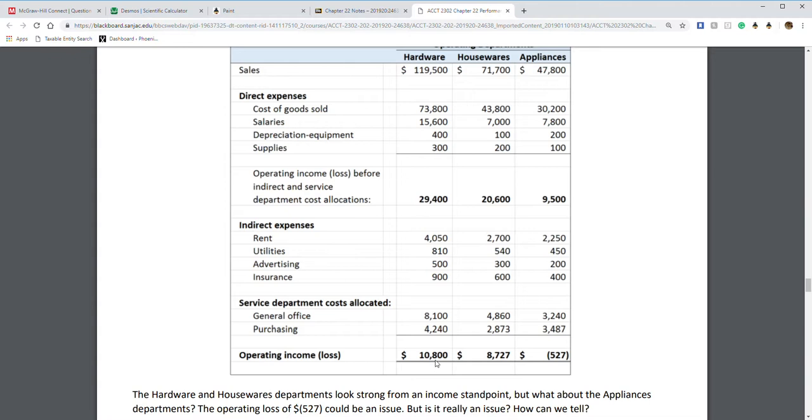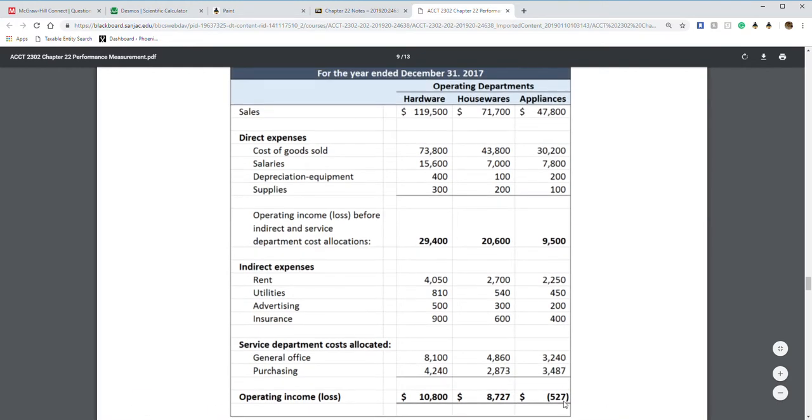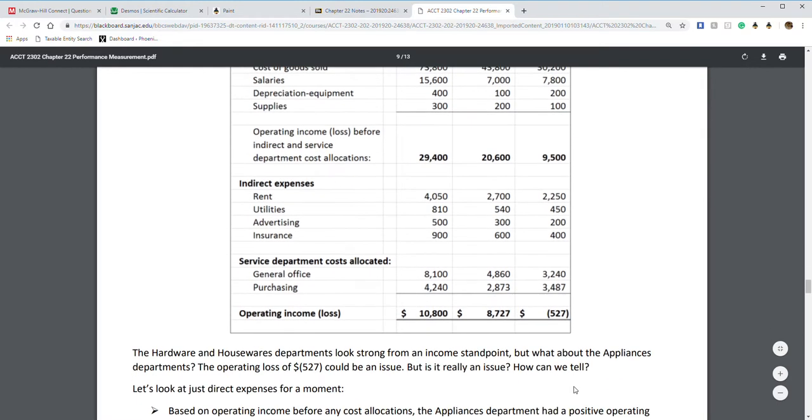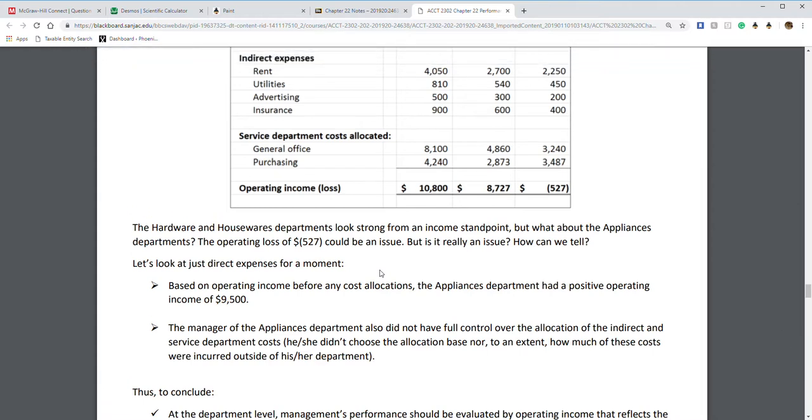To figure this out, basically after you take sales, which is revenue, minus all the expenses, that gets you this one. Take that one and minus all of these, and you end up with your operating income. Notice the last department, appliances, is at a negative. The operating loss of 525 could be an issue, but is it really?